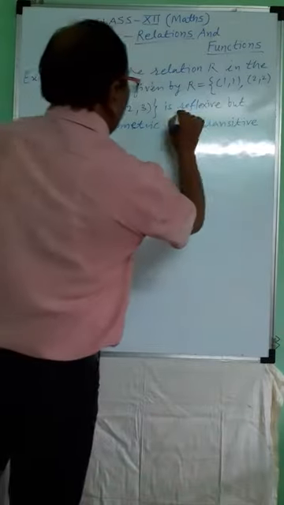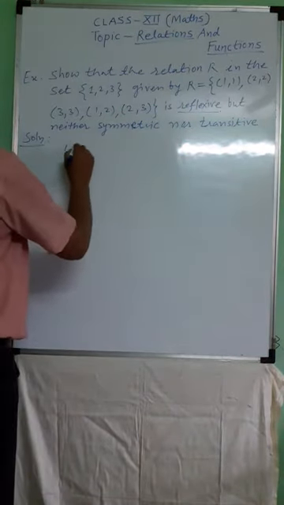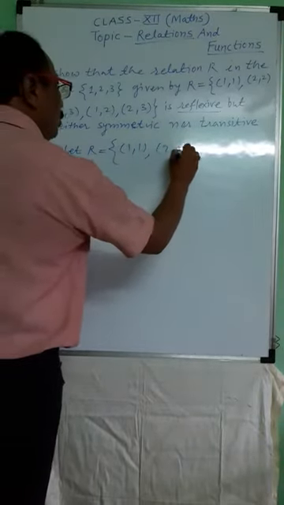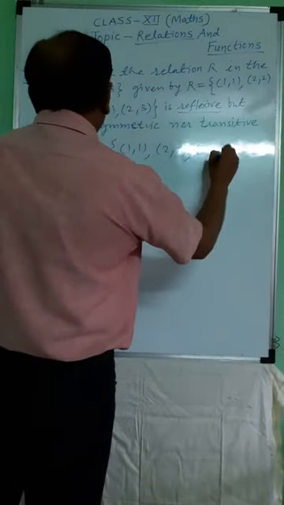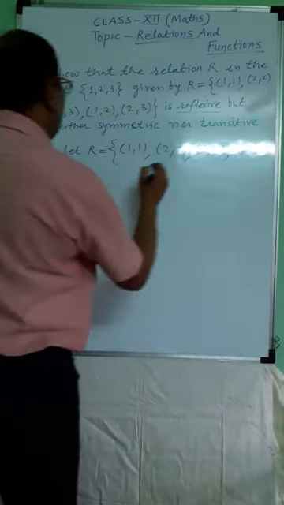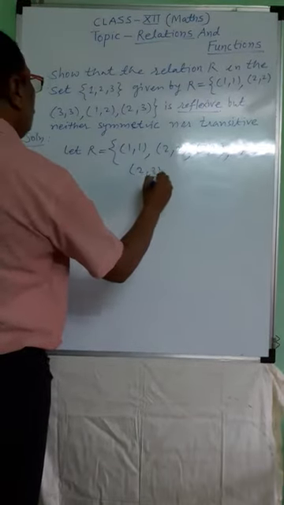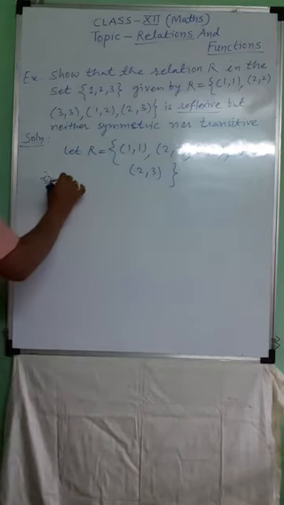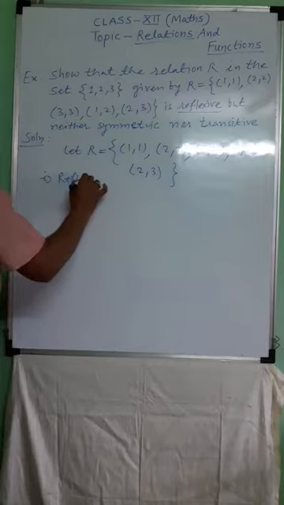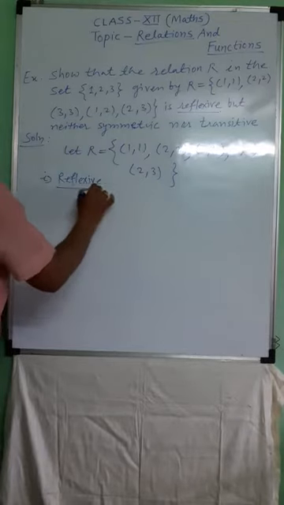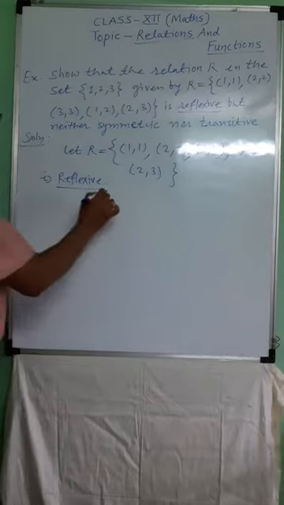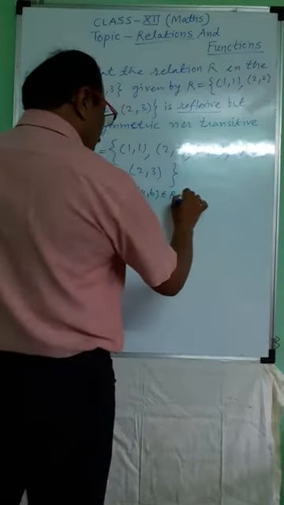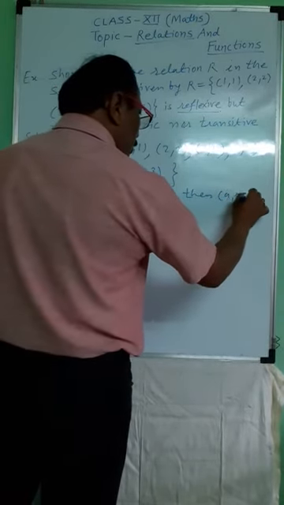First, we take the set R. Let the set R of relation be the ordered pairs (1,1), (2,2), (3,3), (1,2), (2,3). Number one, first is reflexive. For reflexive, if ordered pair (a,b) belongs to R, then (a,a) also belongs to R.